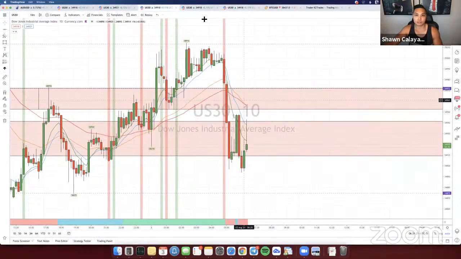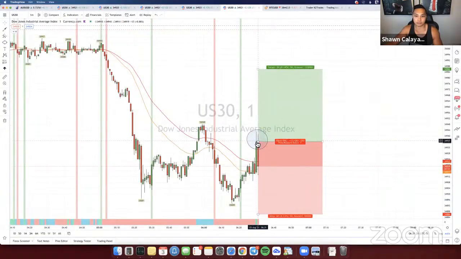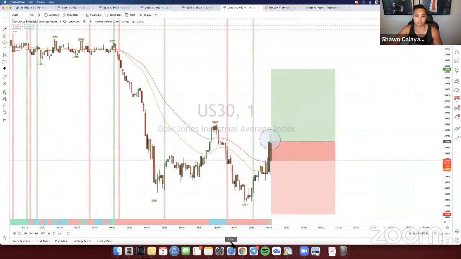So the 10-minute still points towards a sell. This would be a sell as well. So I personally wouldn't take this trade right here. We're going to follow it and see.